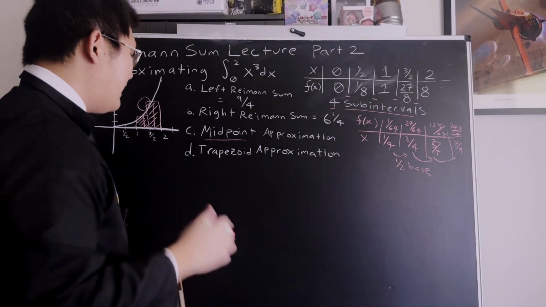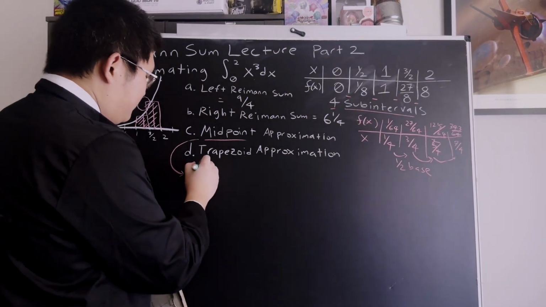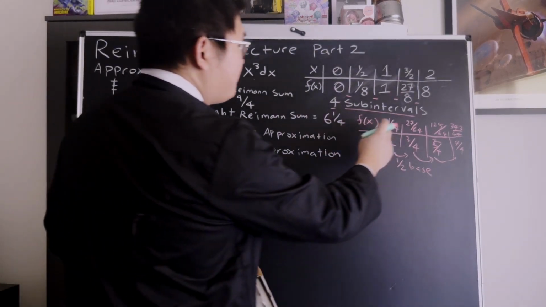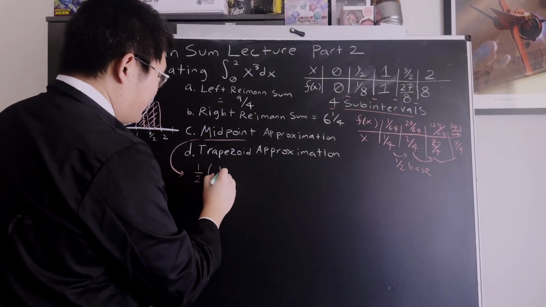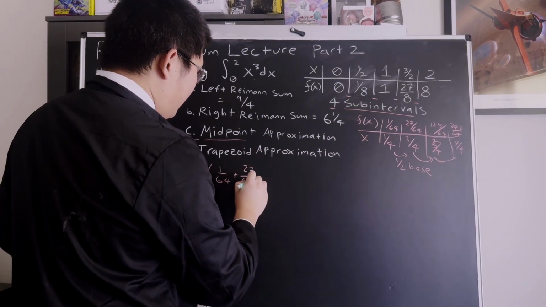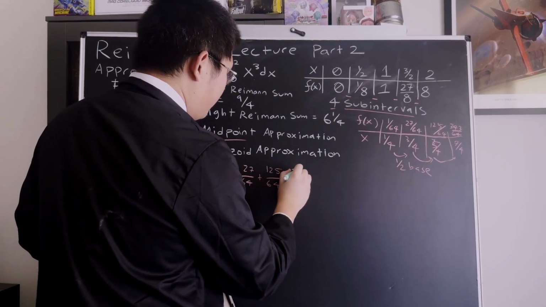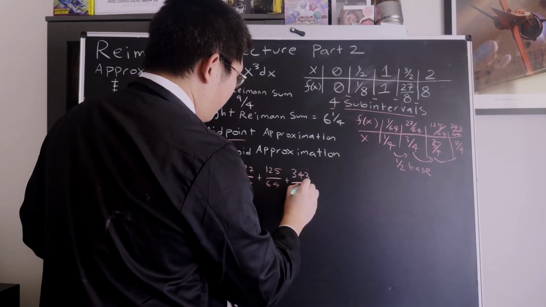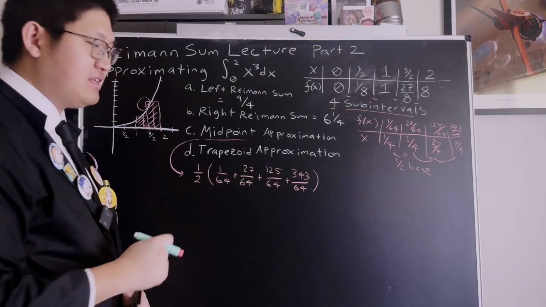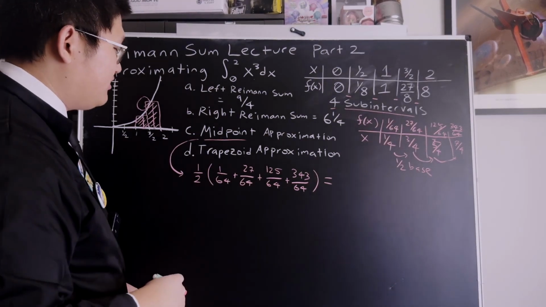Okay, so because of that, let's calculate the midpoint approximation and see what we end up with. Similarly as before, the base is exactly 1/2 across all 4 rectangles, and now the heights will be as follows. It'll be 1 over 64 as we have on our table, then 27 over 64, then 125 over 64, and the last will be 343 over 64. So these are the 4 different heights, all multiplied by the same base.